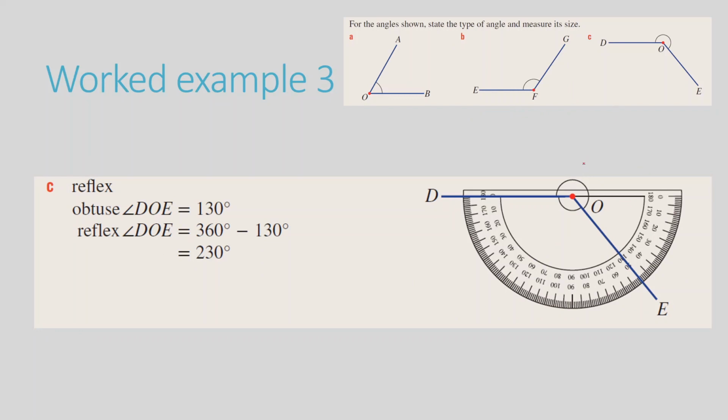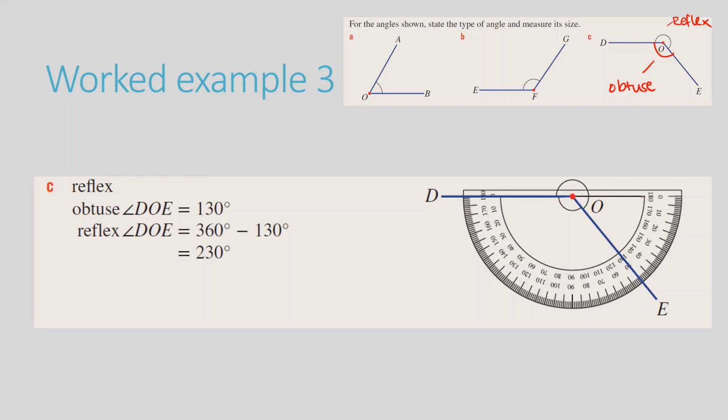Over here, the question is asking you for the reflex angle of DOE, not the obtuse angle, the reflex. So this is reflex, and if it was this side, that would be an obtuse angle. So we just need to be able to practice to identify the different types of angles. So over here, we line it up. See how the protractor's upside down?